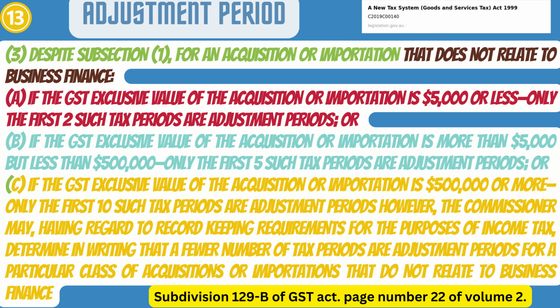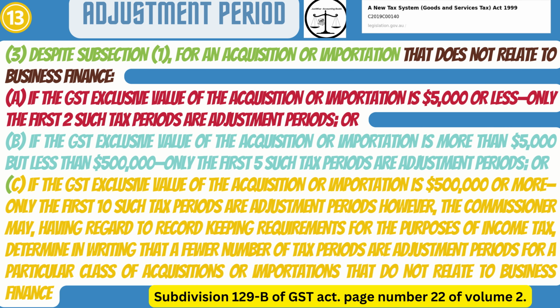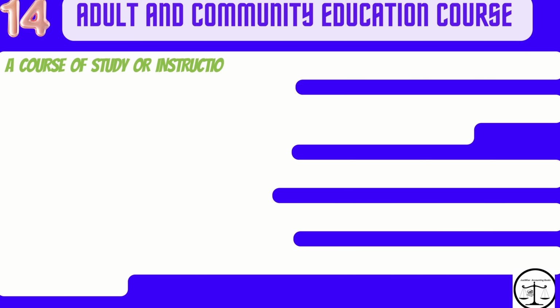However, the Commissioner may, having regard to record-keeping requirements for the purposes of income tax, determine in writing that a fewer number of tax periods are adjustment periods for a particular class of acquisitions or importations that do not relate to business finance. Word number 14.